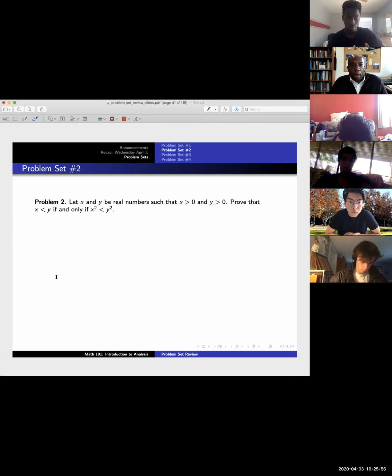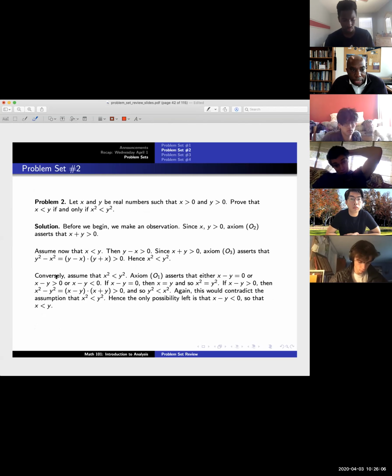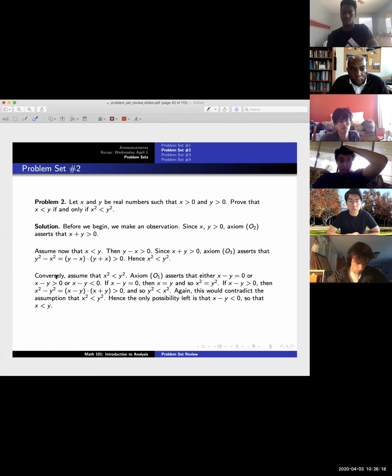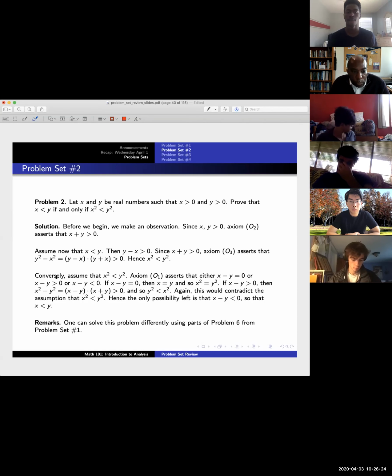Okay, so let's go on to problem number 2. Here it says x is less than y if and only if x squared is less than y squared. We kind of did this in class, but here I just have a sketch of how the solution goes. What's here is certainly going to be fair game because we basically did this in class. So feel free to use this in your own write-up or do your own proof. Either way is perfectly fine.